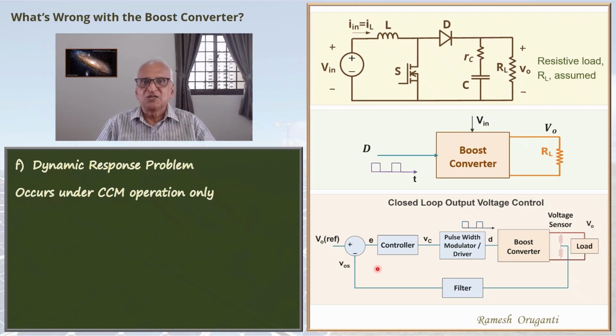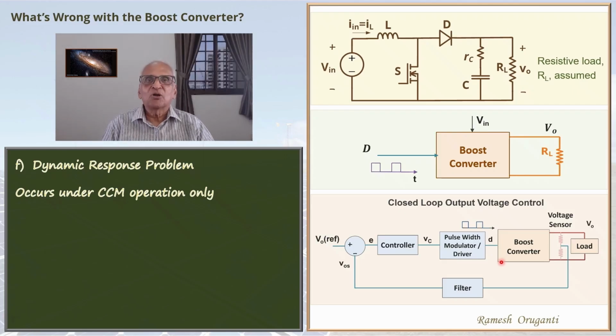And the control problem is, given the boost converter and the load, the pulse width modulator driver, the filter, and the voltage sensor, how does one design the controller so that the desired performance is obtained? That it should be stable. The error between the output voltage and the reference voltage should be minimum. The system should settle down fast for any changes or disturbances. That would be the dynamic performance. You have various blocks here. The most important block, of course, is the boost converter, and that's what we will focus on.